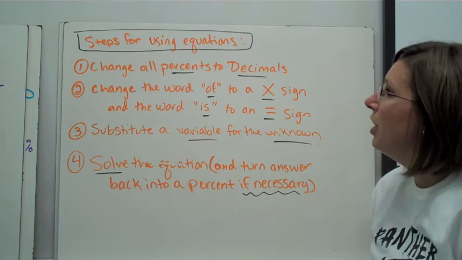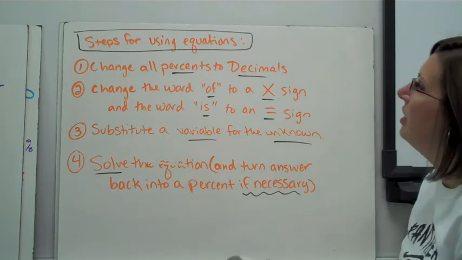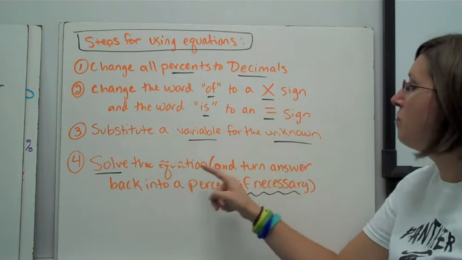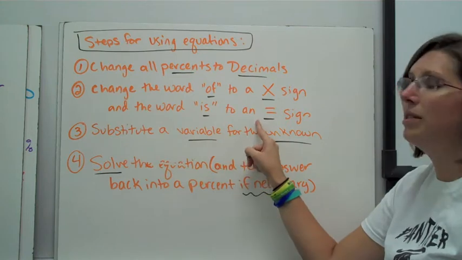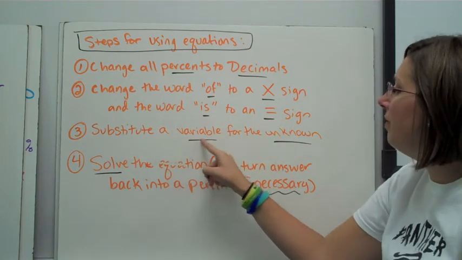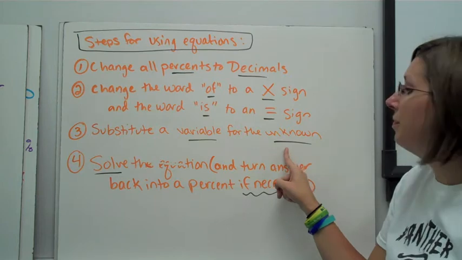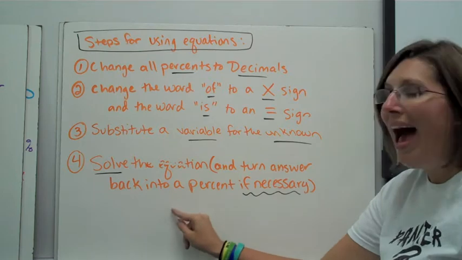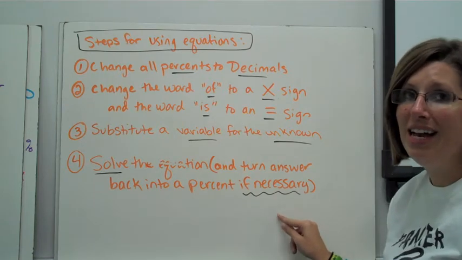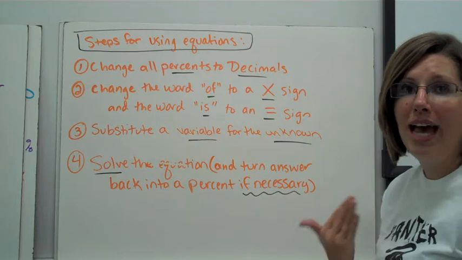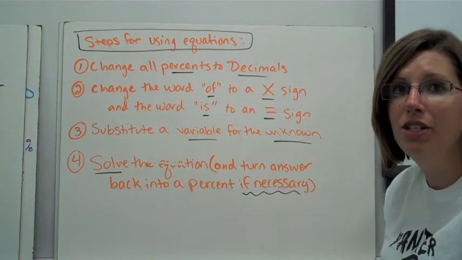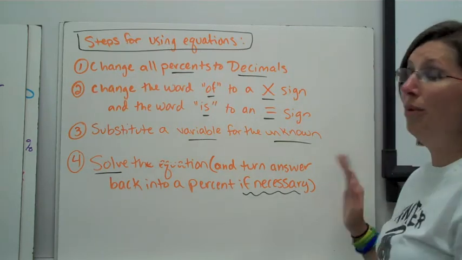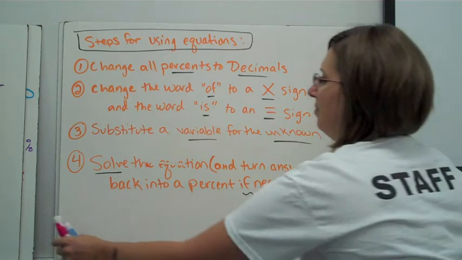Steps for using equations. First of all, we're going to change all our percents to decimals. We're going to change the word of to a multiplication symbol, and the word is to an equal sign. Substitute a variable for the unknown value. Solve the equation and turn your answer back into a percent if necessary. So it depends on what the question's asking you. If the question's asking you to find a percentage, then you're going to have to turn your answer back into a percent. So once you have this written down, let's try a couple.